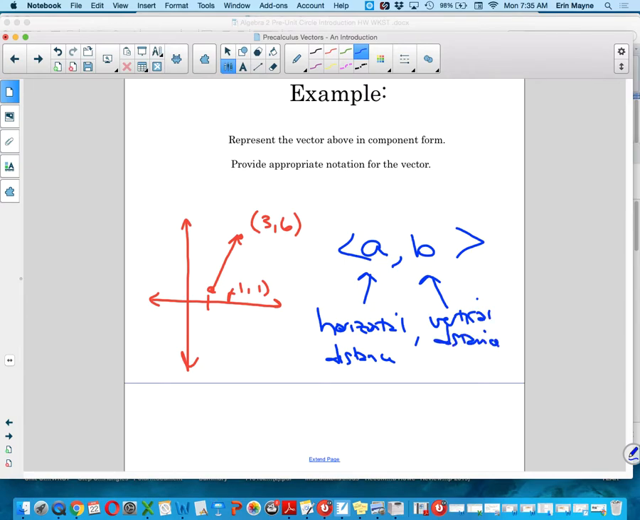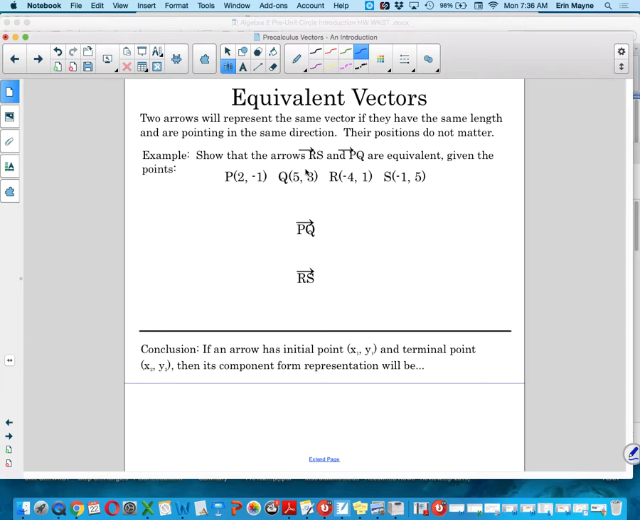So we ask ourselves, hey, how do you get from (1, 1) to (3, 6)? Well, to get from 1 to 3, we move 2 to the right. And to get from 1 to 6, we move 5 up. The components of this vector are 2, 5. Now, you might be wondering, well, does that mean then that there are other vectors that have the same components?